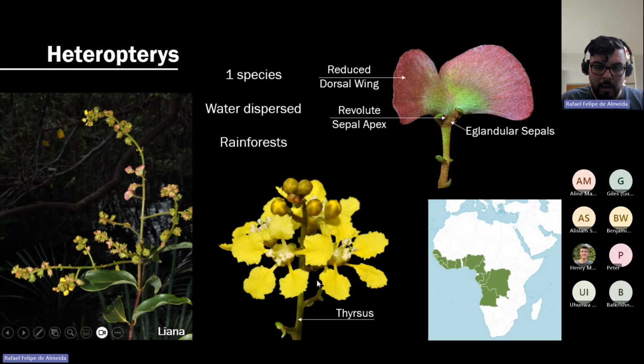Their flowers are arranged in thyrses, and their fruits have a dorsal wing more developed than the lateral ones. Actually, they don't bear any lateral wings or ringlets, and the dorsal wing is kind of reduced, and they don't have any kind of glands in their sepals.